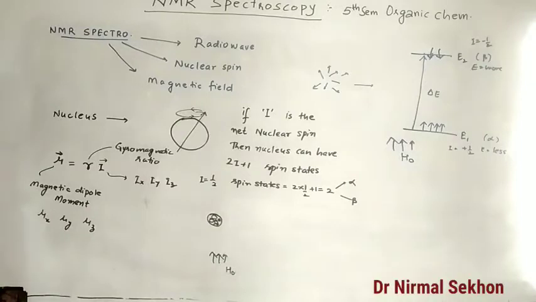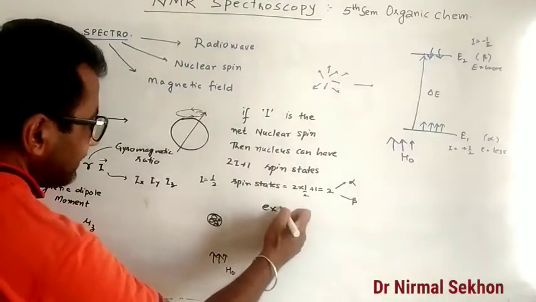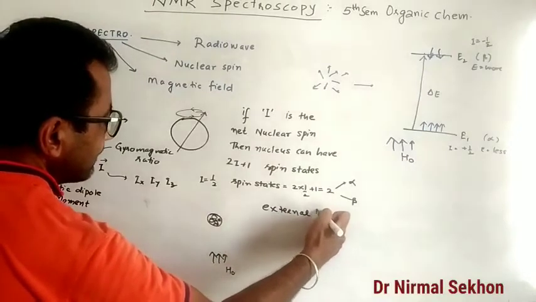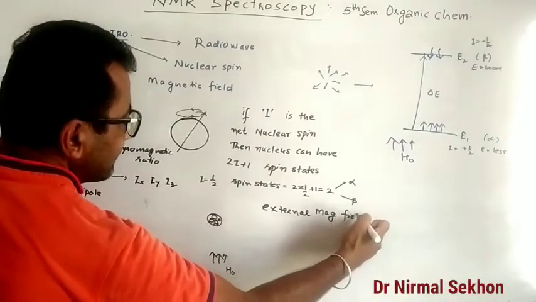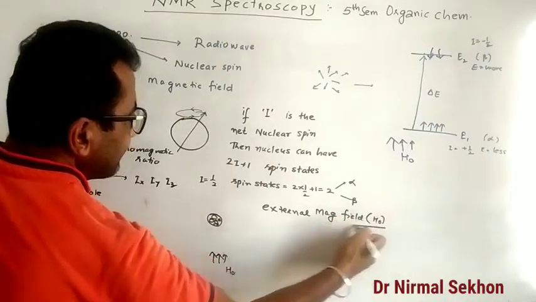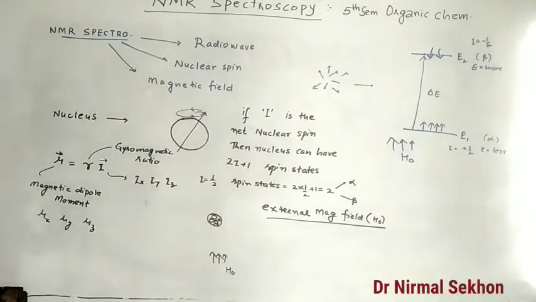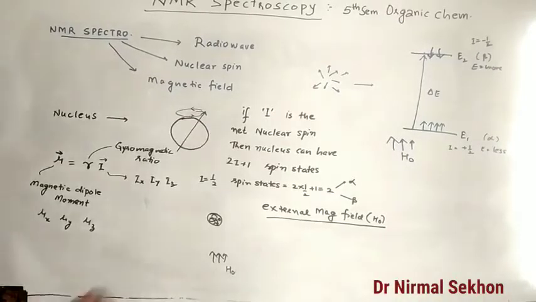So when we apply a magnetic field, this magnetic dipole interacts with the external magnetic field. The external magnetic field is taken as H naught. When we apply a magnetic field, this magnetic dipole interacts with the external magnetic field, and the energy of interaction is given by a formula. What will be the energy of this interaction?